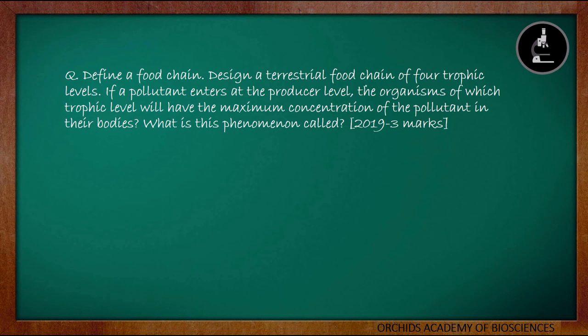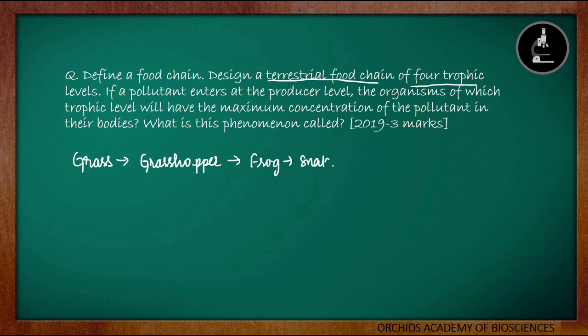Next, design a terrestrial food chain of 4 trophic levels. So they are asking us 4 trophic levels, and they are asking us terrestrial food chain. Terrestrial means we do not have to include any aquatic organisms in this. We can design the same food chain which we discussed in this video: grass, grasshopper, frog, snake. A simple terrestrial food chain we can design.